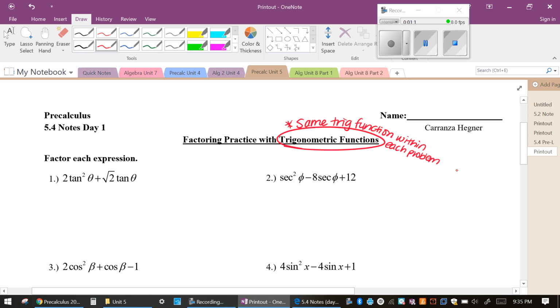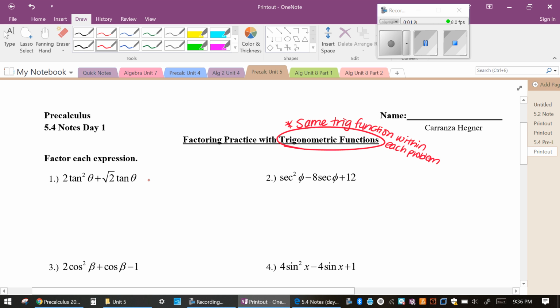So if you look at number 1, the trig function they're working with is tangent. Everything has tangent. They didn't throw in a sine somewhere, a cosine, or a cosecant. So you're good in that sense.